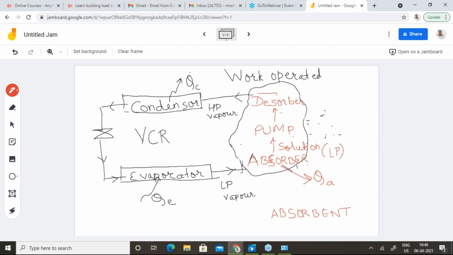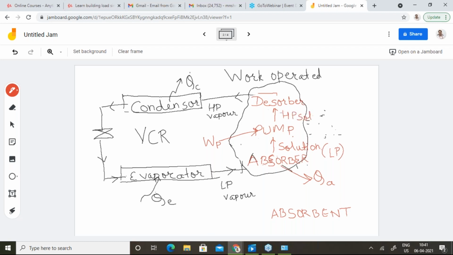Now we are familiar with this second component, which is a pump. Okay, it's a liquid pump. What happens to this solution in the liquid pump is, this solution is pumped up to the high pressure. You know that the pump has to be supplied with certain electricity, so let us say that it is WP, and this pump would pump this solution from a low pressure to a high pressure. So what you get at the exit of the pump is a high pressure solution.